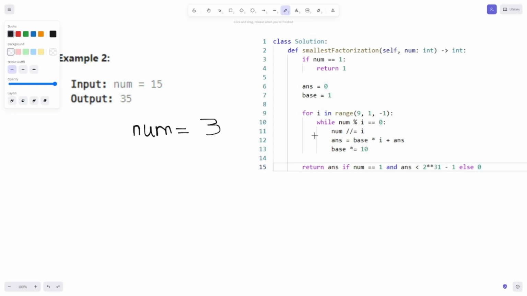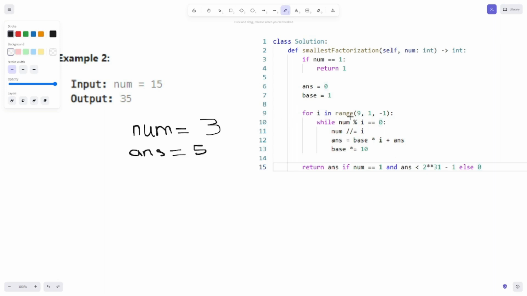Num becomes 3. And then answer becomes the base value times I. So base is currently in the ones place. So 1 times 5 is 5. Plus answer is 0. So answer is 5. Then we modify the base value to the tens place now, and then we loop once more.